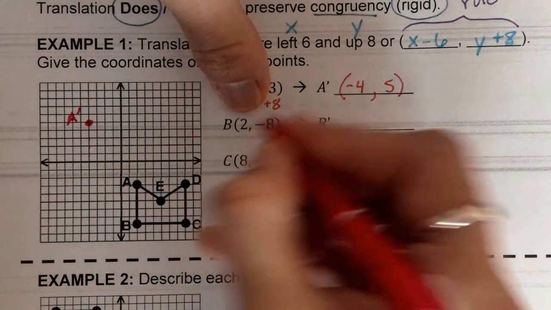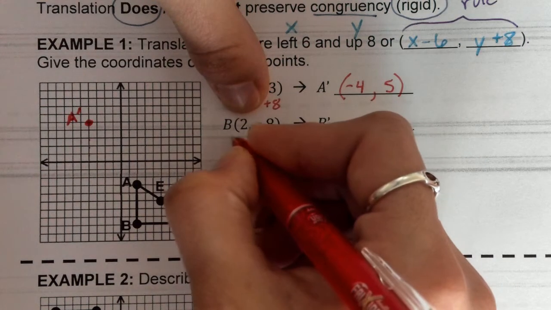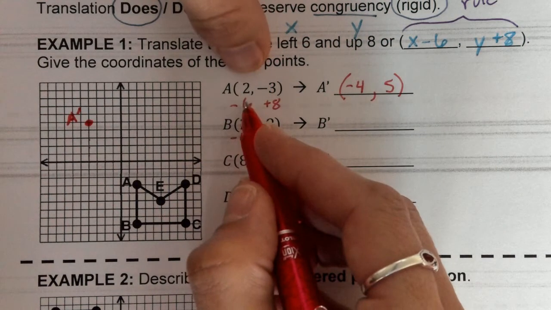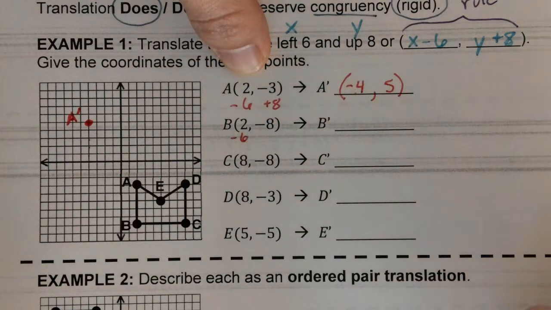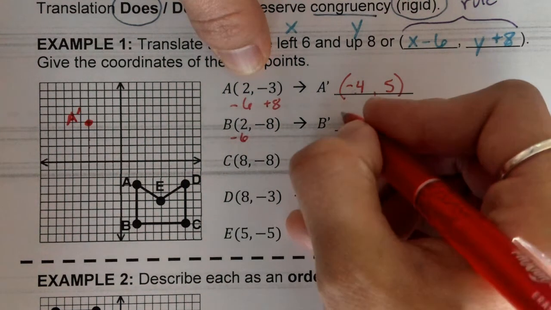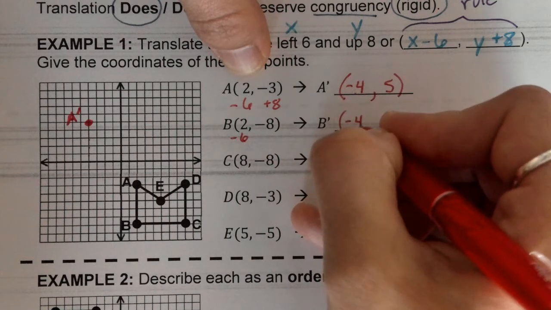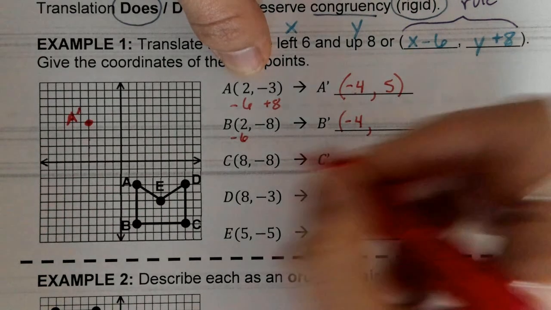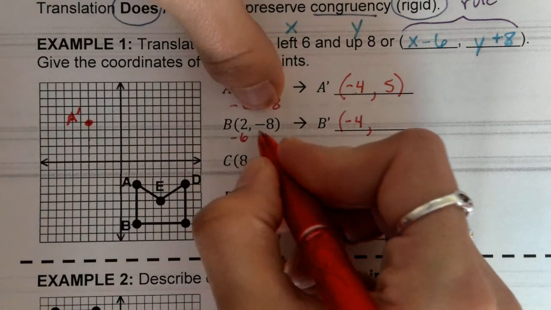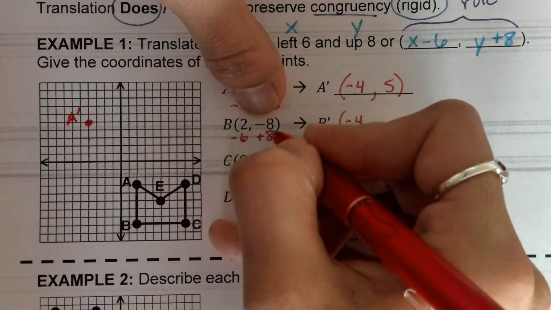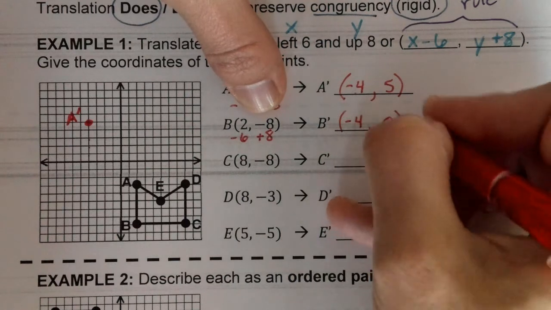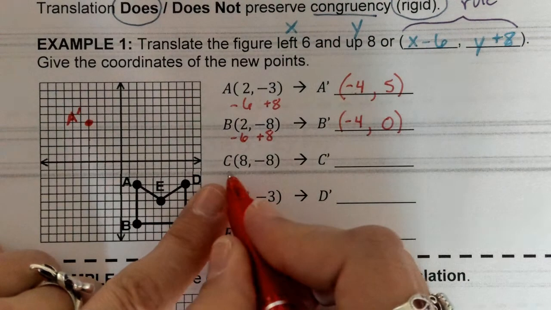B, same thing. We're going to subtract 6 from the x, so 2 minus 6. Hey, guess what, guys? We just did it. Hey, look, we got a negative 4. Well, it's not going to change. It's the same exact equation, 2 minus 6. So just grab it from up here. No need to calculate it again if we already have it in our work. So then we have our negative 8. We're going to add 8. Well, a negative 8 plus an 8, they're going to cancel. And we're going to get a 0. Bada bing. B prime.